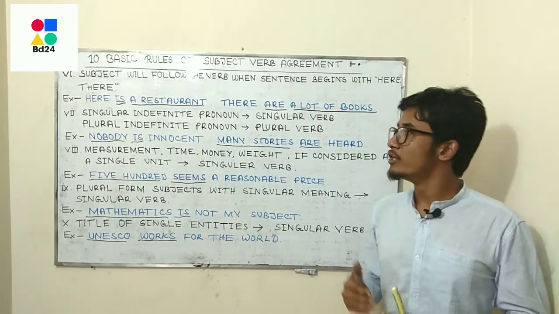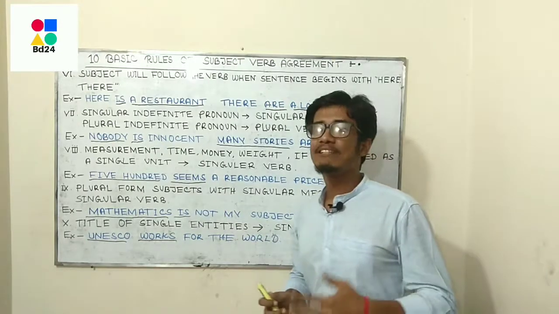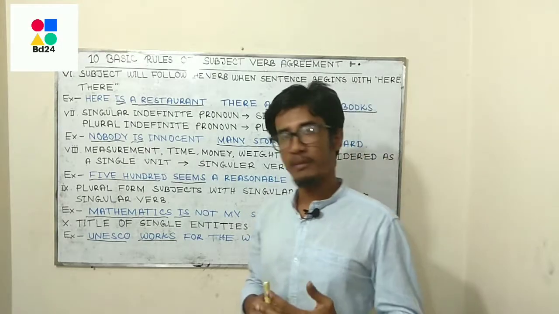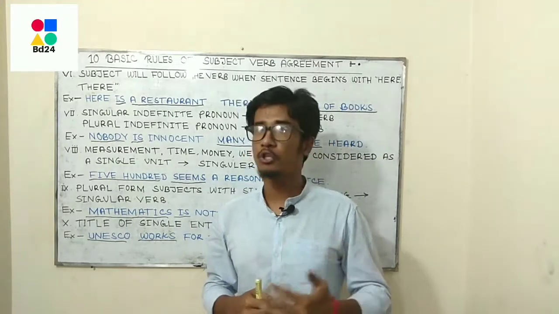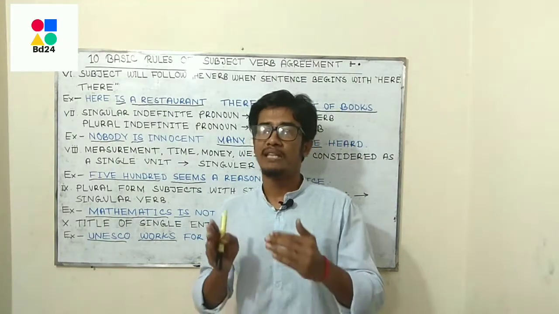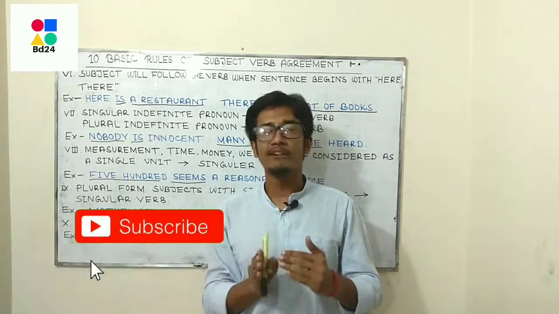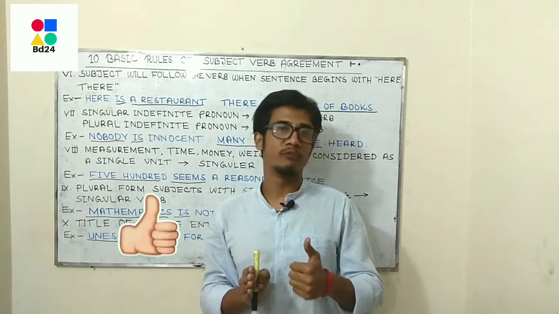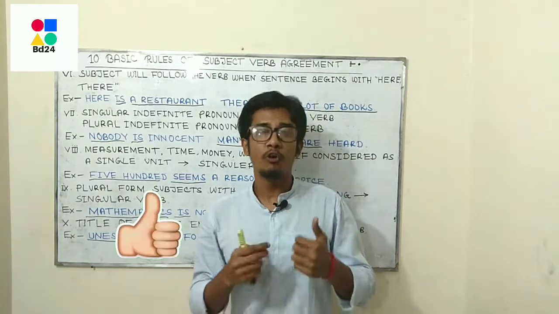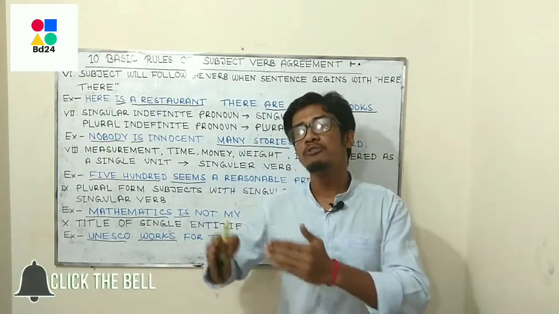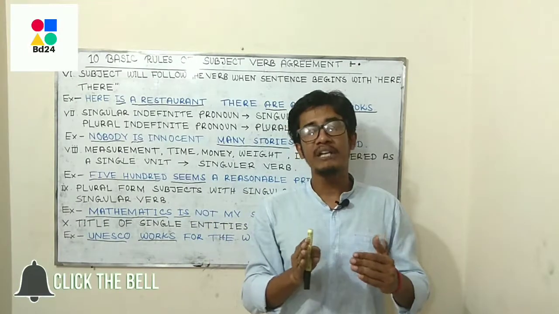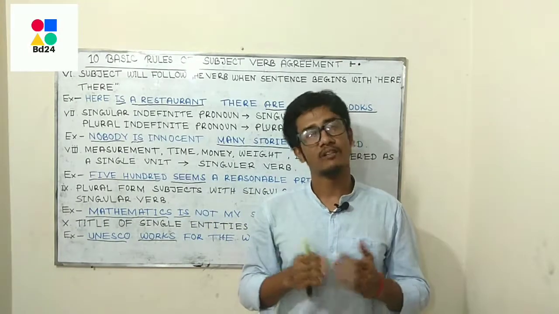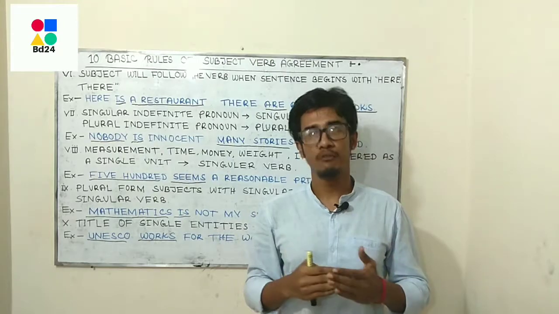So that's all the basic 10 rules of subject and verb agreement. And as I have already told you in our first session, that without subject and verb, we can't make sentence. So these lectures are very much important for us, and if we follow these lectures, we'll be able to use subject and verb properly and we'll make less mistakes. So I hope that this lecture was fruitful for you.